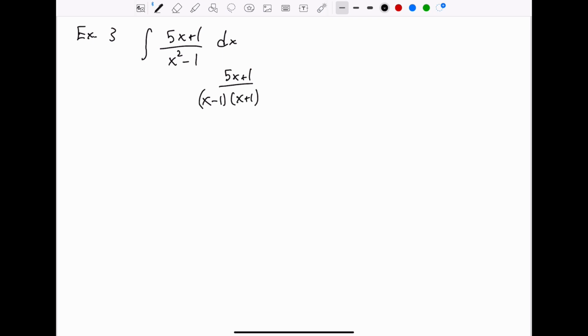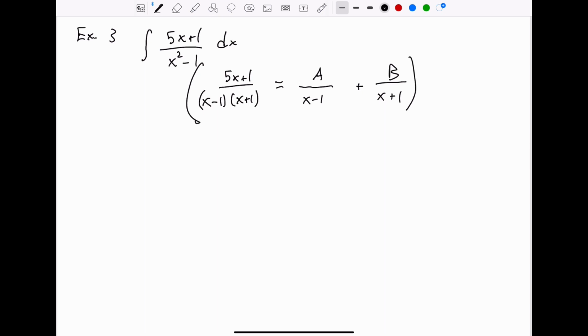Once I have fully factored the denominator, I want to write the form of the decomposition. Each of the factors gives me a new fraction. And because these are both linears, I have a single constant for both of them. My next step is to solve for these constants a and b. To solve for these constants a and b, I need to multiply both sides of this equation by the denominator, x minus 1 times x plus 1.